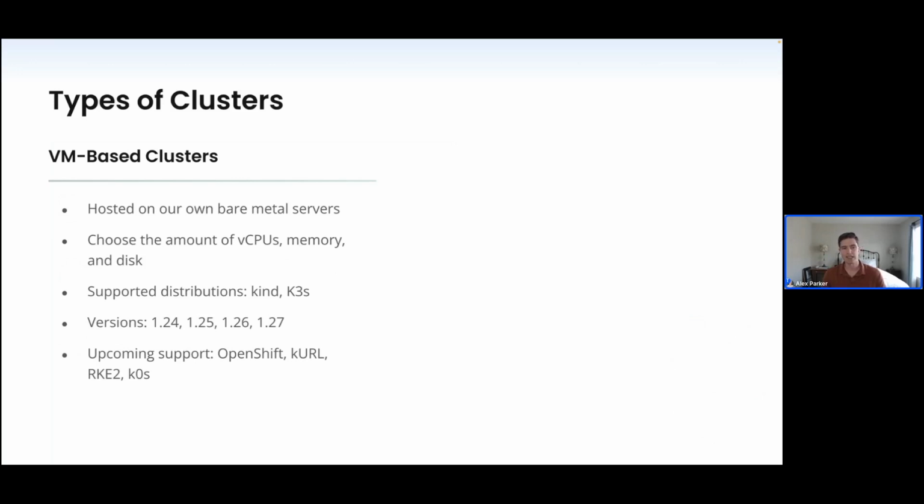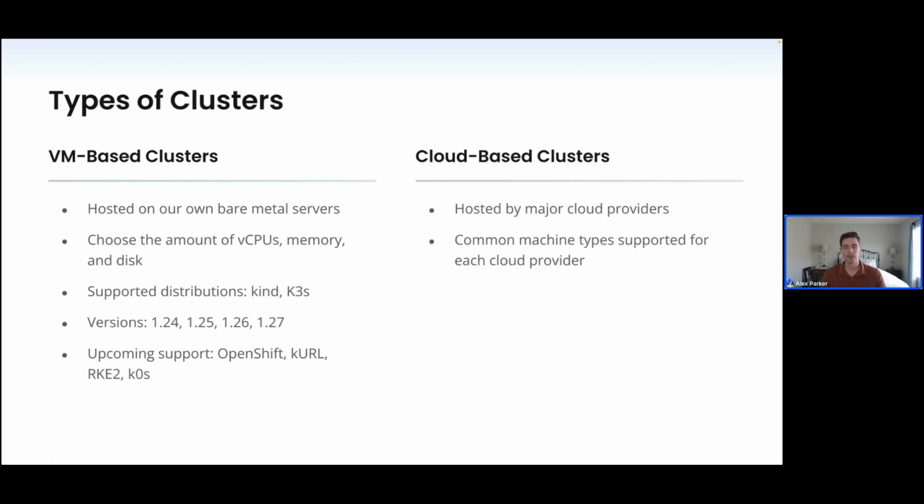Then on the flip side, in addition to VM-based clusters, we have cloud-based clusters. These are hosted by major cloud providers with common machine types supported for each one. So if you're using EKS, then there are going to be common instance types for EC2 available to use for these clusters. Right now, we support EKS and GKE, with versions 1.22 up through 1.27 supported for both of those. And we have upcoming support for Azure AKS.